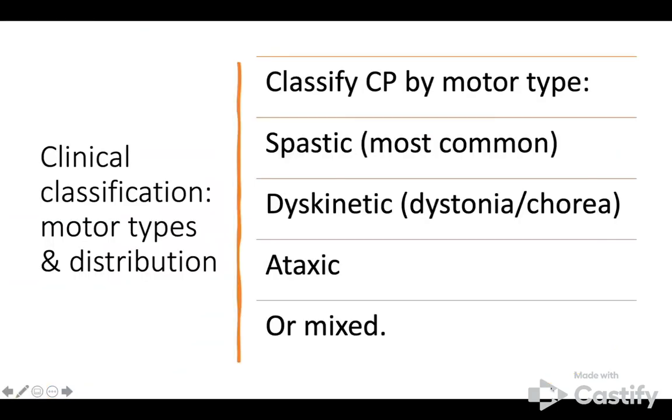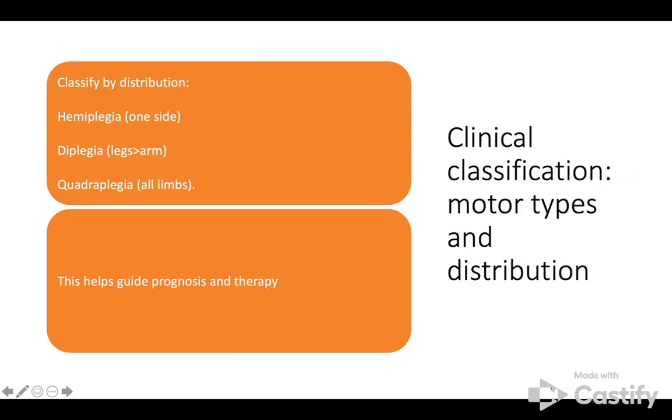You can classify it by motor types or distribution types. Classifying it by motor types will be spastic, which is the most common; dyskinetic, where you have dystonia, which is the involuntary movement or contracture of one part of the body, especially the neck; ataxic; or you can even have them mixed. If you want to classify it by distribution, you have hemiplegia when one side of the body is functioning well while the other one is not, diplegia when the legs are affected more than the arms, and quadriplegia when all the limbs are affected.